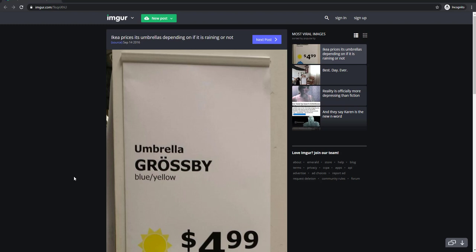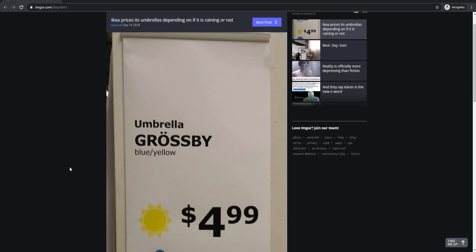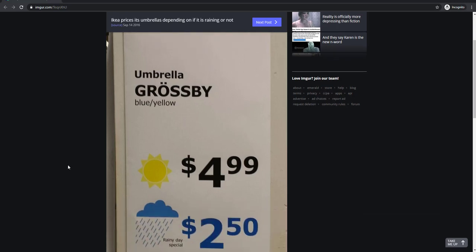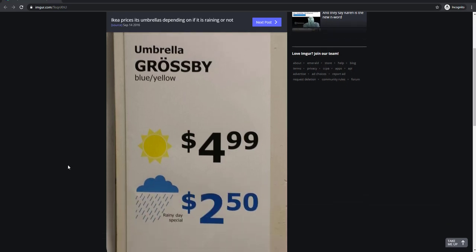So IKEA is pretty weird, right? As you can see right here, it does price its umbrellas depending on if it's raining or not. It's $4.99 for this blue and yellow umbrella when it's sunny outside. And as we said, the intuition tells us that they should be increasing the price when it's raining outside. And is this what we see? As we can see, it is not. They actually priced the umbrellas half off when it's actually raining. So a rainy day special. So from $5 down to $2.50.